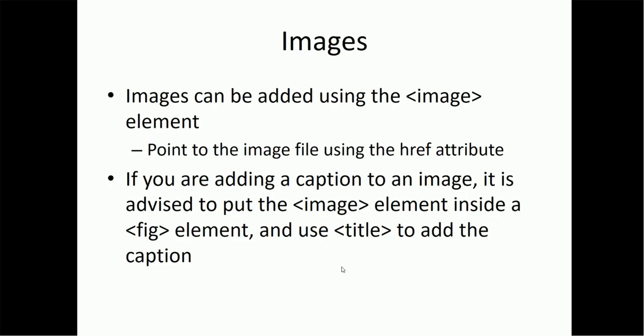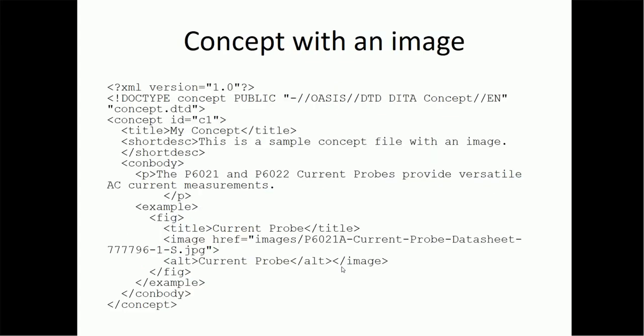Images. Images can be handled using the image element to point to an image file using the href attribute. If you're adding a caption to an image, it's advised to put the image element inside a figure element and use the title to add the caption. So here's a concept with a caption and an image. Within it we have the figure and the title, which is the caption, and then the image element with an href to where that image resolves on the file system or in the content management system.